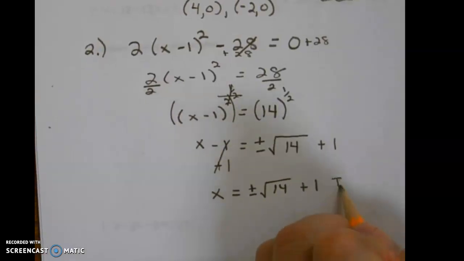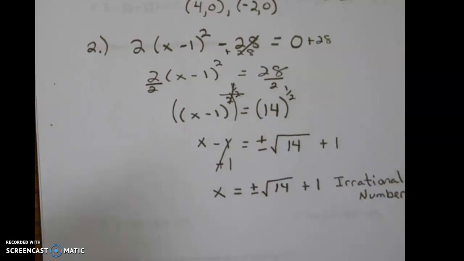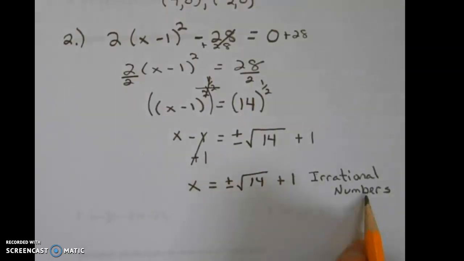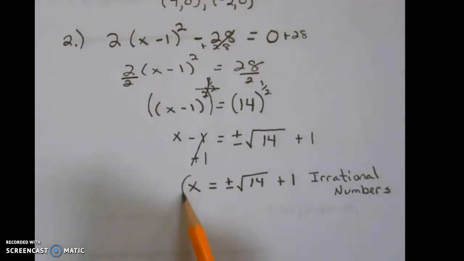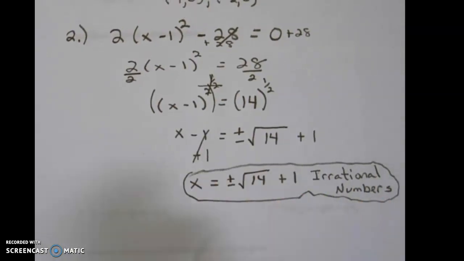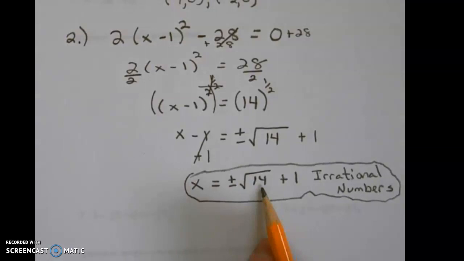And this is an irrational number. Actually, numbers, because your two numbers are the square root of 14 plus 1 and the negative square root of 14 plus 1. Those are our two solutions. And they're irrational because the square root of 14 cannot be put into fraction form. And no, you can't just put it over 1. Okay, this is going to be a decimal that does not repeat and does not terminate.